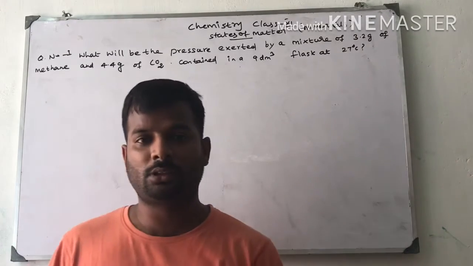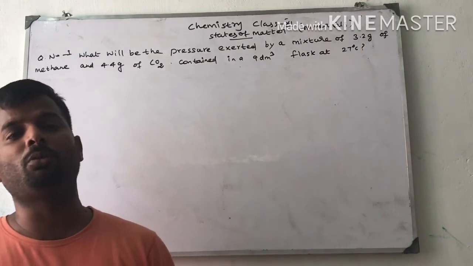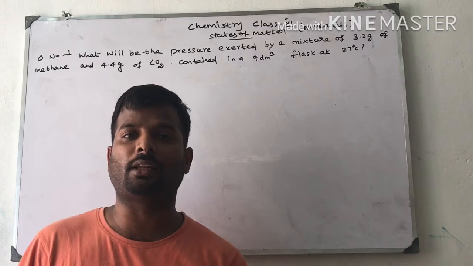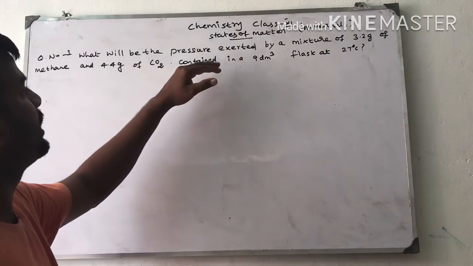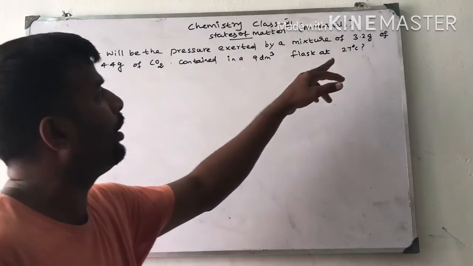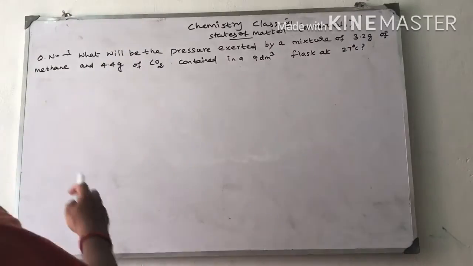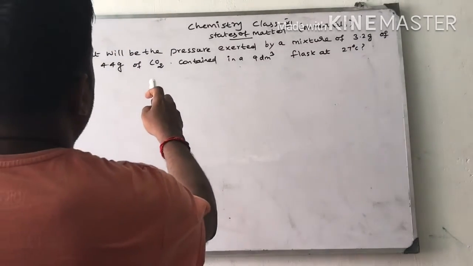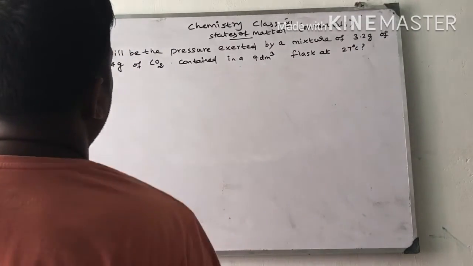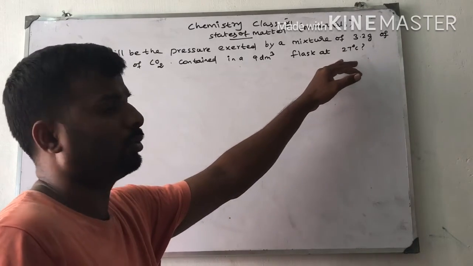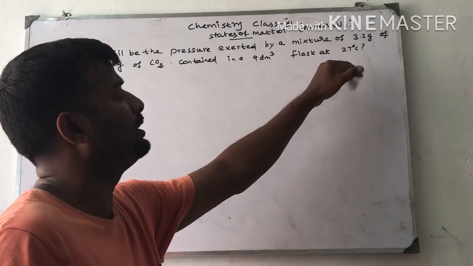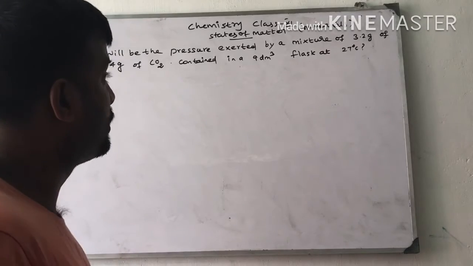Good morning, students. Today we are going to solve some numericals based on the states of matter lesson. First question: what will be the pressure exerted by a mixture of 3.2 gram of methane and 4.4 gram of carbon dioxide contained in a 9 decimeter cube flask at 27 degrees Celsius? This is the question.